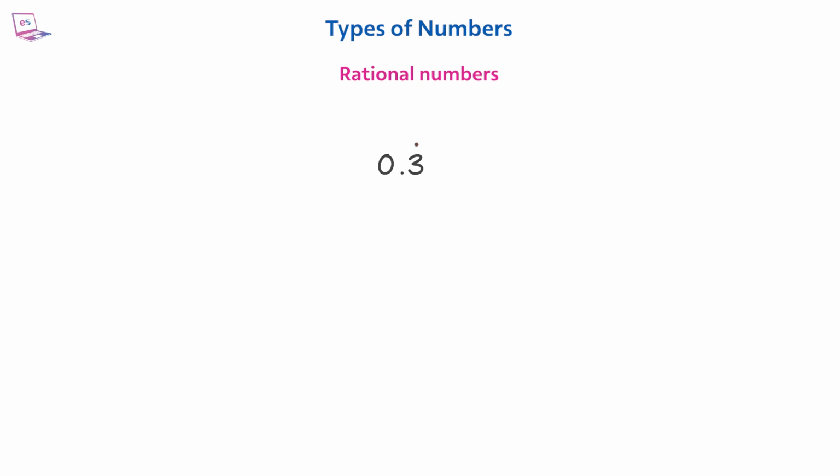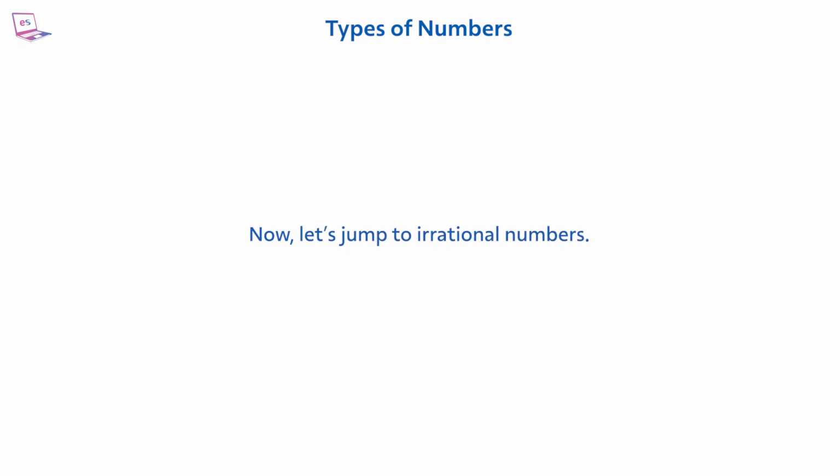Let's see another example: 0.143. Here, you can see 2 dots. It means a sequence of digits repeating over and over again. The number 143 recurs again and again. A dot is placed over 1 to show the start of the recurring sequence, and a dot over 3 marks the end of the recurring sequence. So, we hope you have understood all three forms of rational numbers. Now, let's jump to irrational numbers.